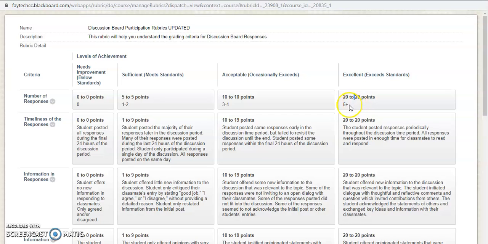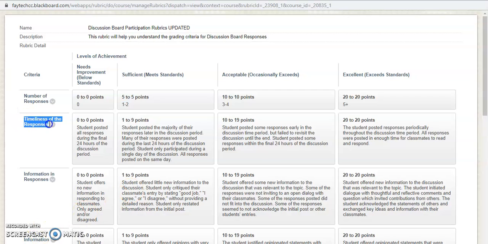So if you post 5 responses, that is a total of 20 points. If you only post 3 to 4 responses, you will only earn 10 points. 1 to 2 responses, 5 points, and if you do not respond to anyone, you will receive 0 for this assignment.